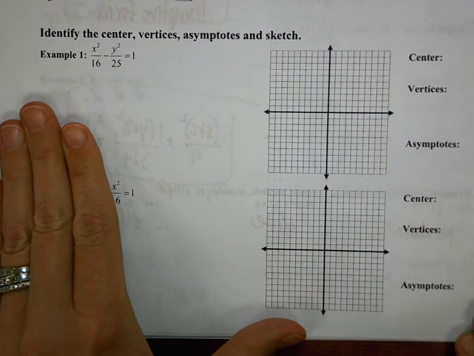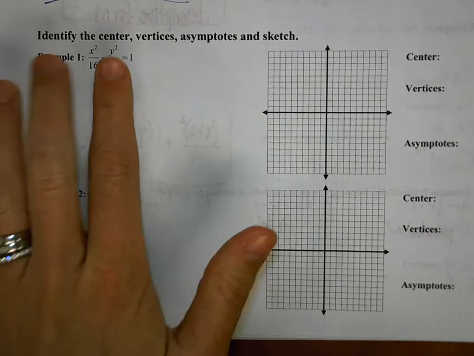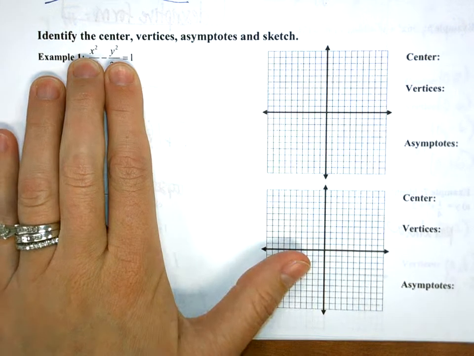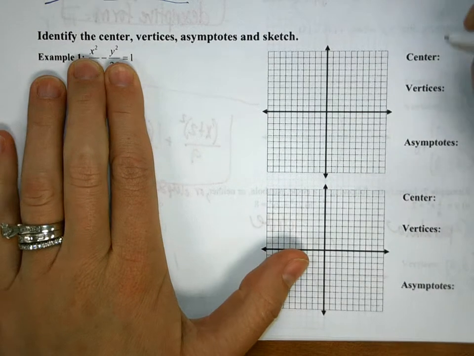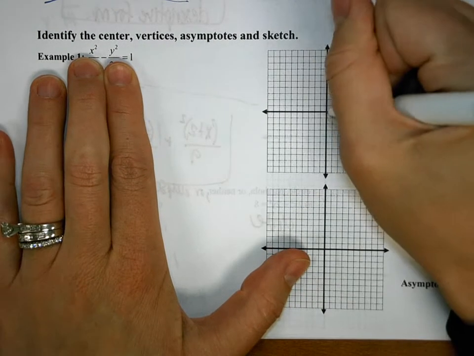Example 1. The first thing we're going to do is find the center. The center is usually pretty easy to find because we're just looking at the top with our x and y. So what is my center on this? 0, 0. So let's go ahead and plot that at 0, 0.